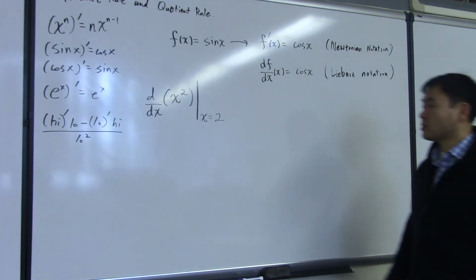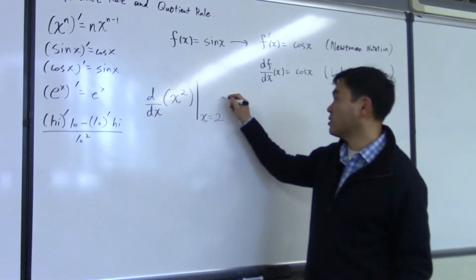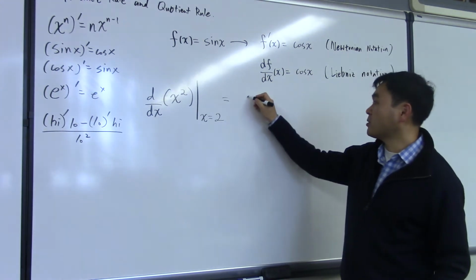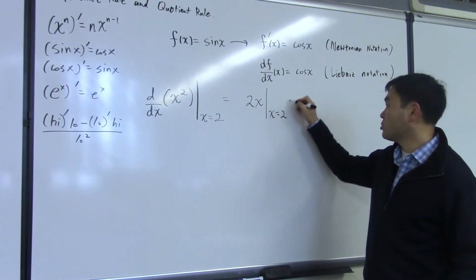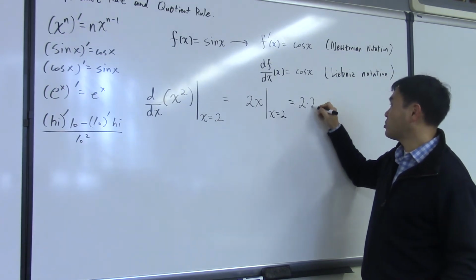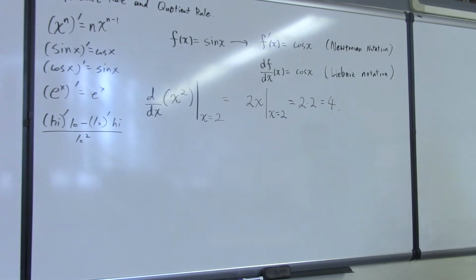What does that mean? That means you first differentiate and then this number is plugged in. So if you differentiate x squared, that's 2x, and then you plug in x equals 2. That gives you 2 times 2, equal to 4. That's what this symbol means.